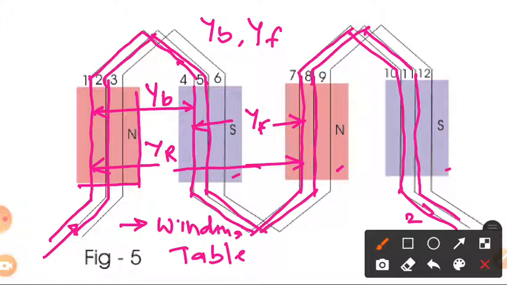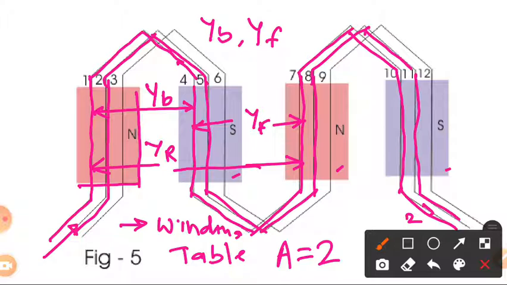Here you have to observe one thing. In wave winding, generally there are only two parallel paths, A is equal to 2 only. Any machine which has a wave winding has only two parallel paths. Whereas in lap winding, the number of parallel paths is equal to the number of poles. Here the number of poles may be 2, 4 or 8, any number of poles, but the number of parallel paths is only 2.